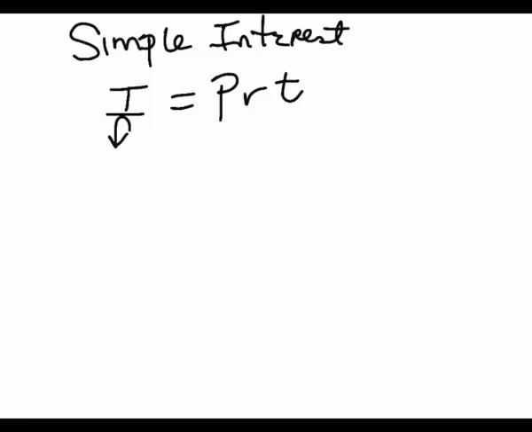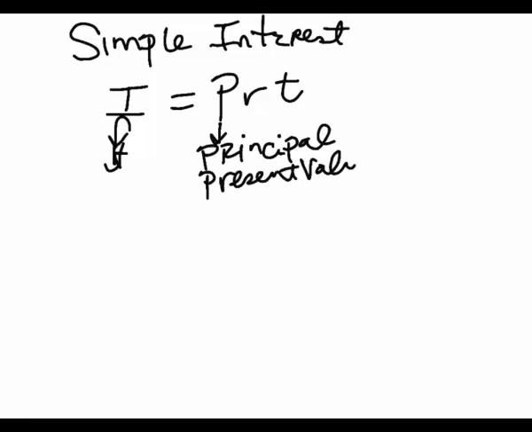I, of course, stands for interest, and it's in dollars. P is principal, and how I like to remember that is that's the present value. It's how much money you took out of your loan now. It's how much money you have now, and that's also in dollars. R stands for rate. It's your interest rate. Okay, now usually the bank will present it to you as a percentage.